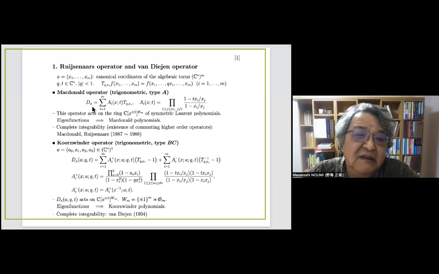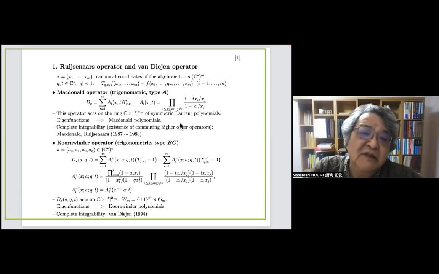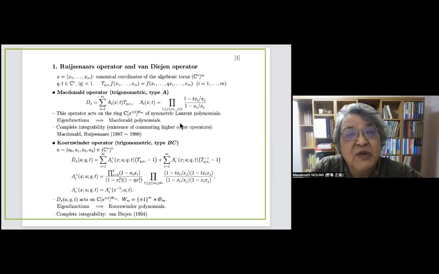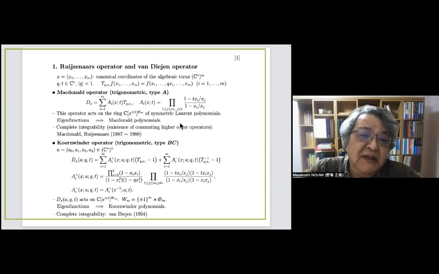So it is not obvious, but this operator acts on the ring of symmetric Laurent polynomials. And there you can try to diagonalize this operator. Then the eigenfunctions are the so-called MacDonald polynomials. So this is a very well-established fact. And also, this system is known to be completely integrable. Completely integrable in this case means the existence of commuting higher order operators, which are algebraically independent. And this complete integrability was already established around 1987 or 1988 by MacDonald and Ruijsenaars independently.